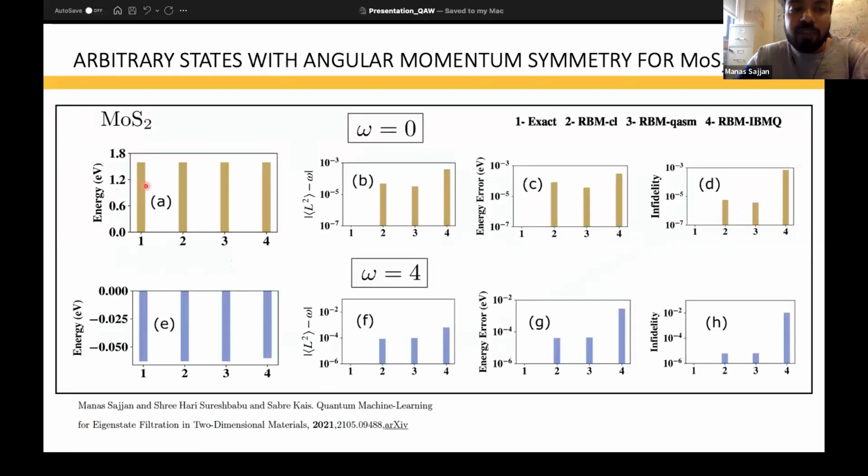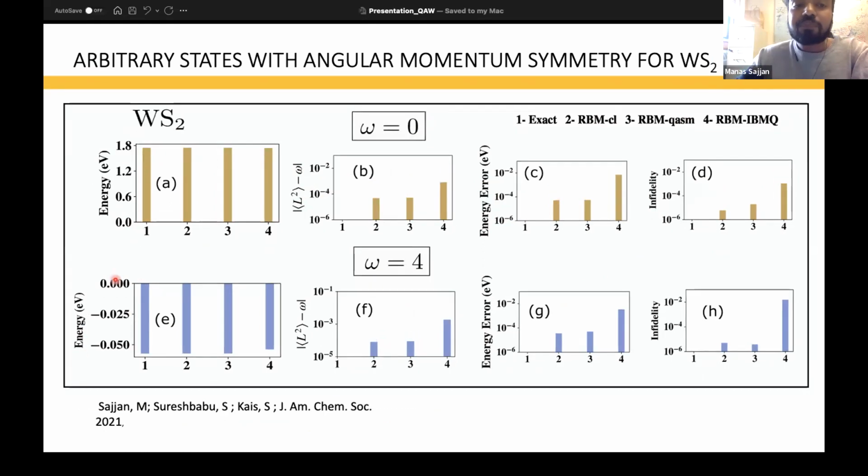And we see that if we do that for MoS2, we can filter the state. This is the exact result, and these are the results from three different RBM computations. The energies of the states happen to match. The constraint violation, which is omega equal to 4, omega equal to 0, happens to be quite low. And the energy error from the exact one is also quite low for all three flavors. The infidelity is low. Similar results are also obtained for the omega equal to 4 eigensector, where we get the valence band, and hence the energies are all negative. We also see something similar for WS2 as well in both eigensectors.